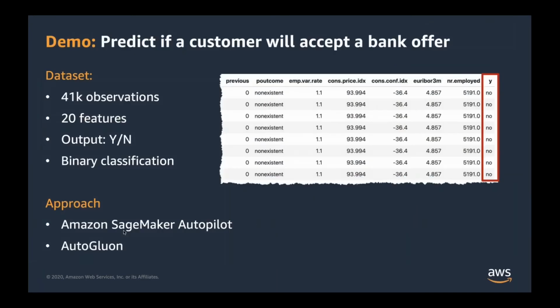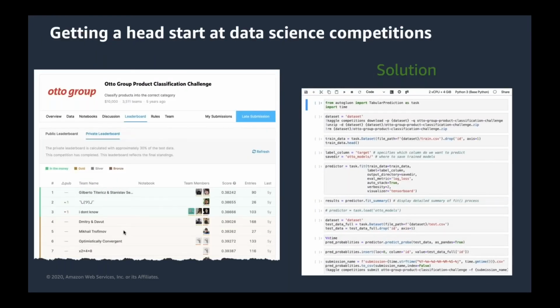Okay, so we just showcased this example over here, predict if the customer will accept the bank offer with Autopilot. Now with AutoGluon, it also gives you really accurate results. On the left over here, you see this Kaggle challenge, the Otto Group Product Classification Challenge. This finished a while ago, but using AutoGluon, you can go ahead and run it with the data set that the Kaggle challenge provides, and it'll put you in the top 1% for results, which is kind of crazy. So this is a pretty accurate tool that you can use to get some very highly accurate results.